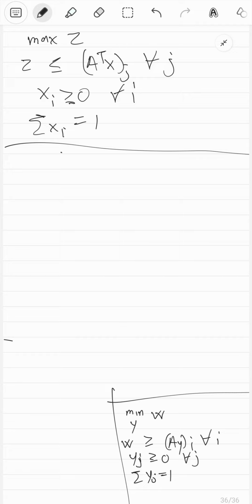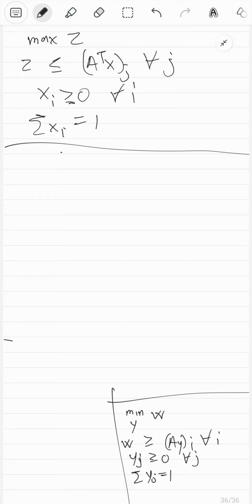Okay, so let's start. First, what we'll do is linearly combine all of these things so that we can have some sort of an upper bound on z, and then we'll try to reduce that upper bound, and then we'll get the solution.